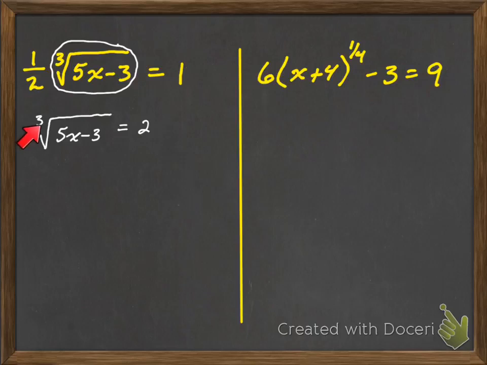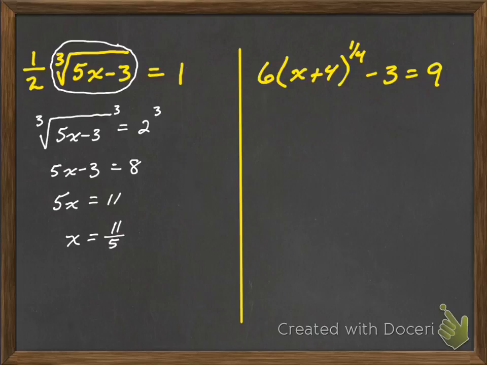Now to get rid of a cube root, we are going to cube both sides of our equation. So raising the left side to the third power and the right side to the third power. That will leave us with 5x minus 3 on the left. 2 to the third power is 8. Now add 3, which is 11. And then dividing by 5 is 11 over 5. So if we plug 11 over 5 back into the problem, 5 times 11 over 5 is 11, and 11 minus 3 is 8. Cube root of 8 is 2, and 2 times a half is 1. So that is a valid solution.